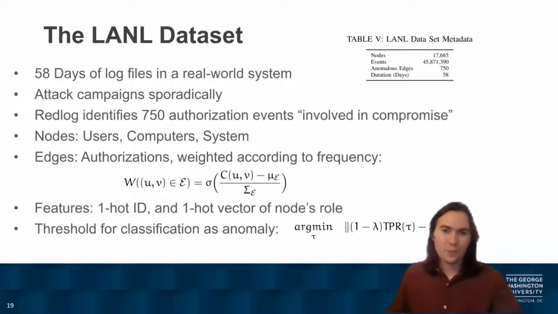And we build a graph, a temporal graph, by looking at all of the authorizations that take place during a 30-minute period and construct nodes which have features based on if they're a computer, a user, or a critical system component like the domain controller, as well as a unique identifier for each node. We also use weighted edges based on how many connections any two nodes had.